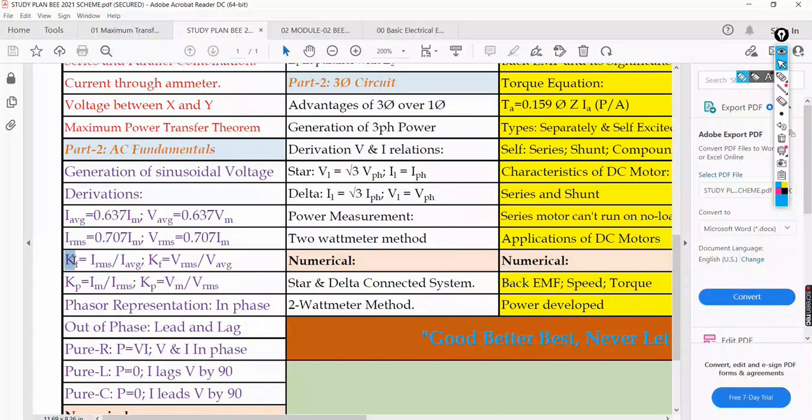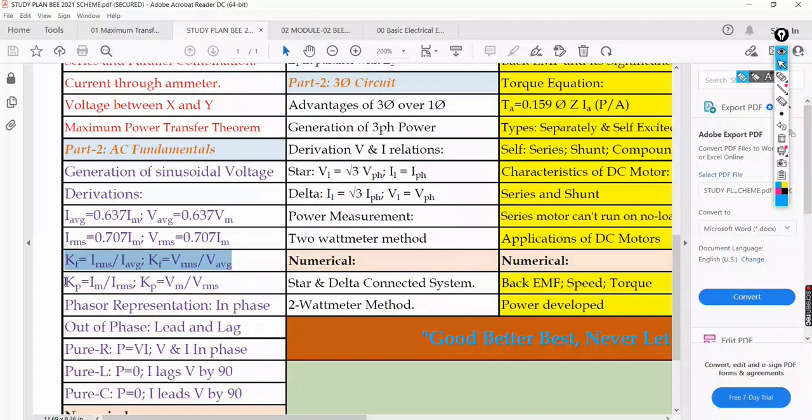Then KF is what? Form factor. The ratio of RMS value to the average value is called the form factor. It might be with respect to the voltage, it might be with respect to the current. If you are considering the current, IRMS to I average. If you are considering the voltage, VRMS to V average. That you have to remember, because this is also one of the parameters we are going to consider for problem evaluation.